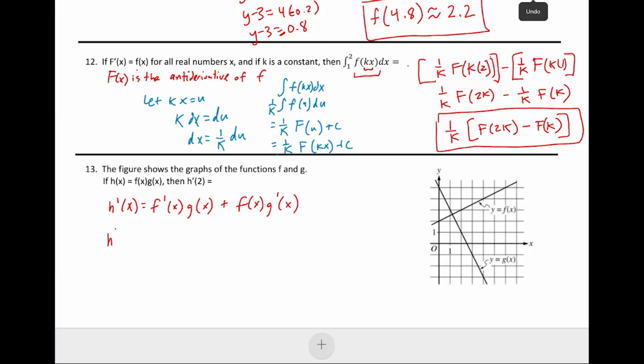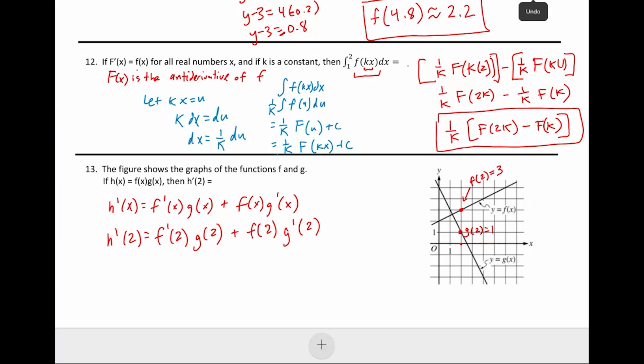So if I want to evaluate h prime of 2, I'm going to need to find the slope of f when x is 2. I'm going to need to find the value of g when x is 2, the value of f when x is 2, and the slope of g when x is 2. So let's start finding these values here. We're going to need first the value of each function at 2. So at 2, g of 2 is 1. And up here we can see that f of 2 is 3.